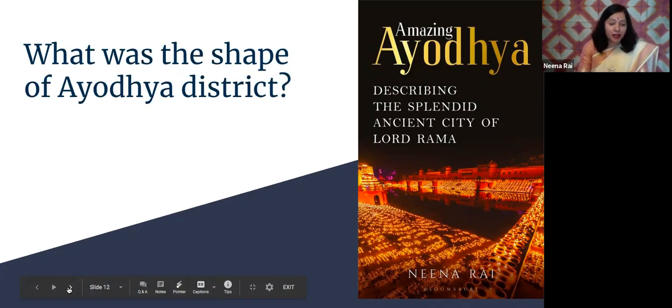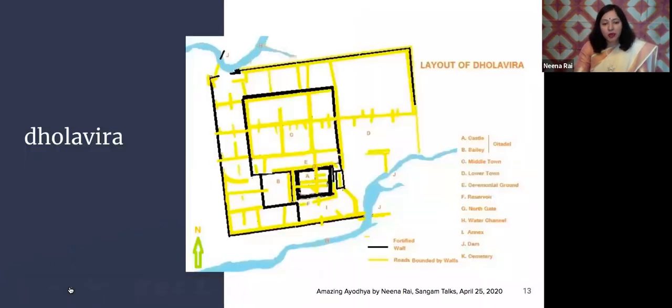Here is another very interesting question, which most people in the common era cannot even fathom, and that's why I had kept this question. What is the shape of Ayodhya district? I have chosen to show you the shape of Dholavira just as an example. Sorry, the shape of Ayodhya is a rectangle. Dholavira is a squarish sort of shape, but ideally, if you see the dimensions, it's rectangular.